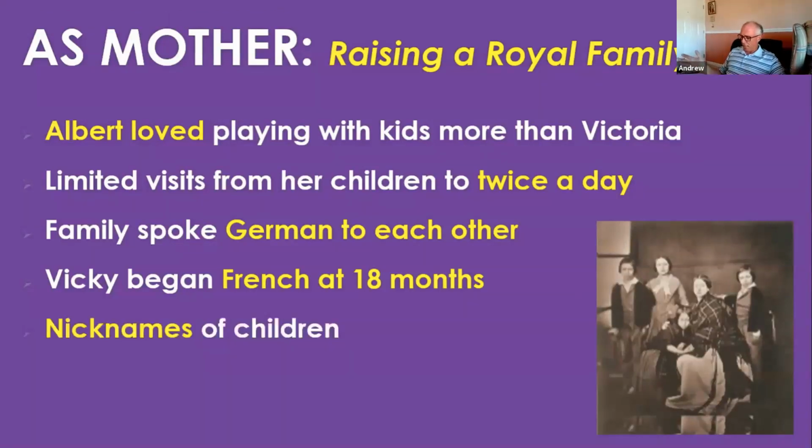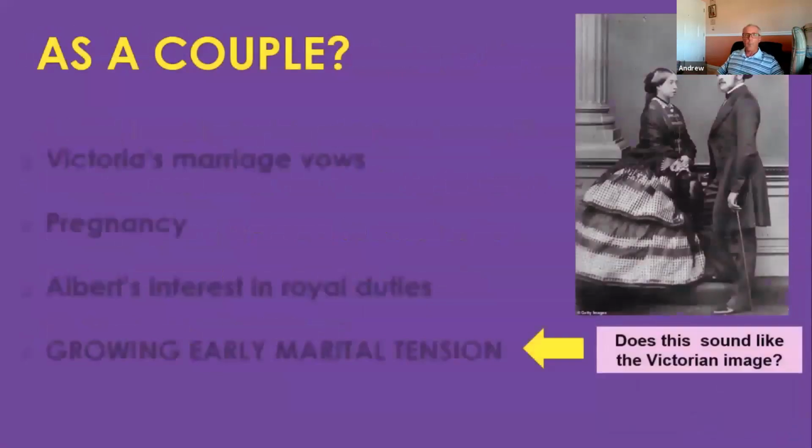Each of the children, at least the first couple of children, are all given certain nicknames. Vicky's called Pussy. The Prince of Wales is Bertie, as we mentioned. Princess Alice was called Fatima, I don't know why. And Princess Helena was called Lenchen. Again, don't know why they gave those names, but those are the names.